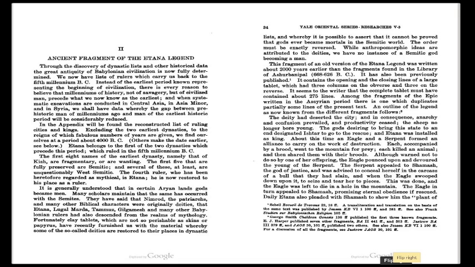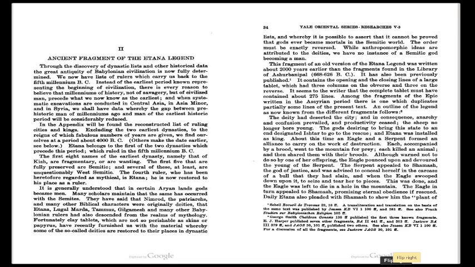The deity had deserted the city, and in consequence anarchy and confusion prevailed, and productivity ceased. The sheep no longer bore young, lambs. The gods designed to bring the state to an end, designated Ishtar to go to the rescue, and Etana was installed as king. About this time an eagle and a serpent formed an alliance to carry on the work of destruction. Each, accompanied by a brood, went to the mountain for prey. Each killed an animal and then shared them with their broods.